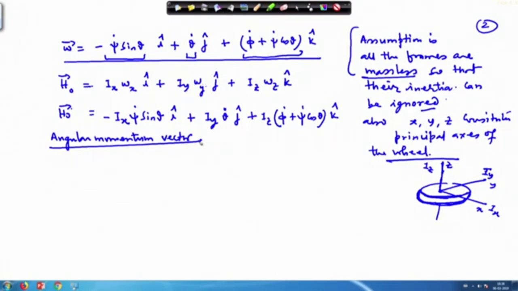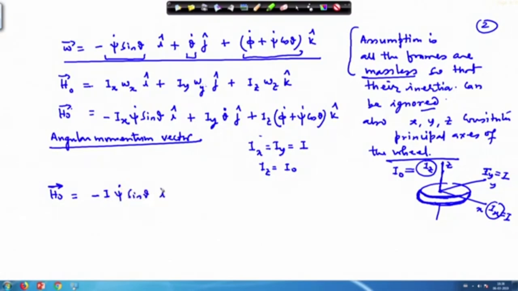So, this is your angular momentum vector as we have written here. Now, let us write I x equal to I y equal to I. So, here you replace this by I, this by I, and I z by I 0. In that case your h 0, because the symmetry is there, and we are utilizing that symmetry, becomes minus I times psi dot sin theta i cap plus I times theta dot j cap plus I 0 times (phi dot plus psi dot cos theta) times k cap. So, these are all small, along the body axis.